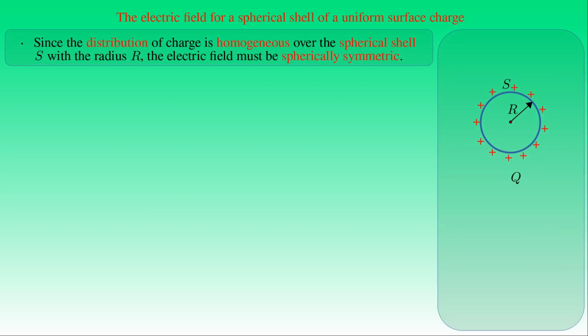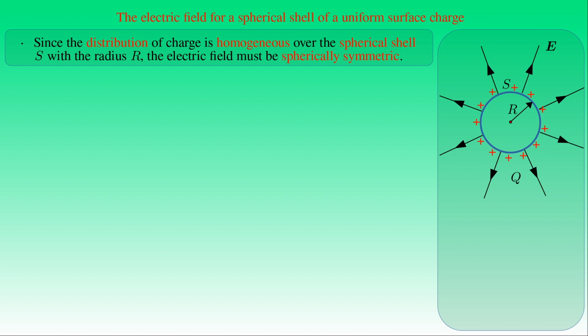In the next example we apply Gauss's law to determine the electric field for a thin spherical shell of uniform surface charge. Here we can see a spherical shell S with the radius R, which has a uniform distribution of charge with the total amount of charge Q. Due to the homogeneous distribution of charge over the shell, the electric field E is spherically symmetric, and the field lines point radially outward from the positively charged shell.